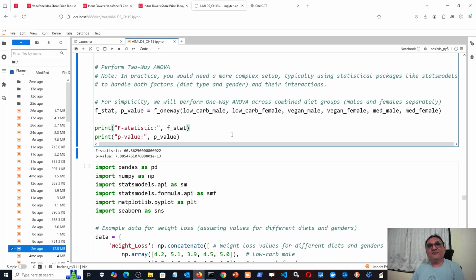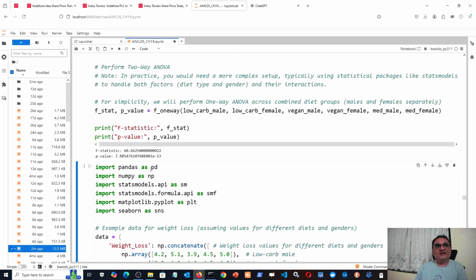And what will be my null hypothesis? Null hypothesis is that weight loss does not depend upon the type of diet, and weight loss does not depend upon gender. Okay, while alternative hypothesis is that weight loss does depend upon type of diet and gender. So if you plot this, then you get F statistic pretty large. So just like whenever you get T statistic or F statistic pretty large, it is sure that mainly p value will be less than significance value.